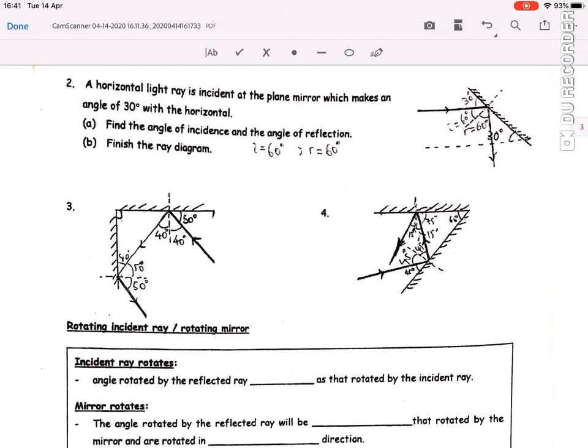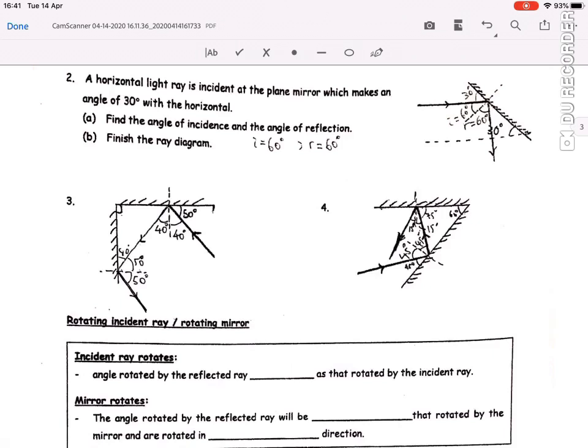Now, in example 2, a horizontal light wave is incident at the plane mirror, which makes an angle of 30 degrees with the horizontal. So you know that from the drawing given, 30 degrees at the bottom. You need to move it upward, all the way to the top part, to give you 30 degrees at the top. So you know that that 30 degrees is the one between the light wave and the mirror.